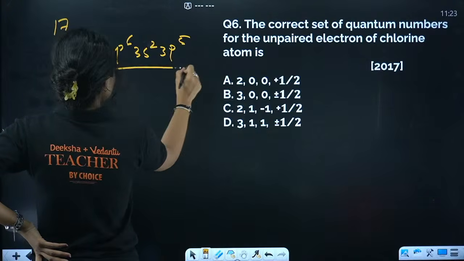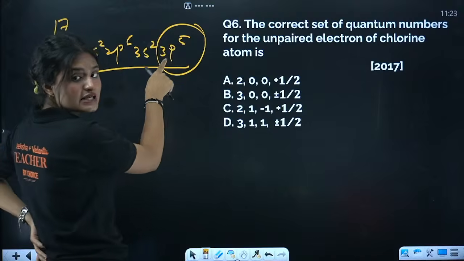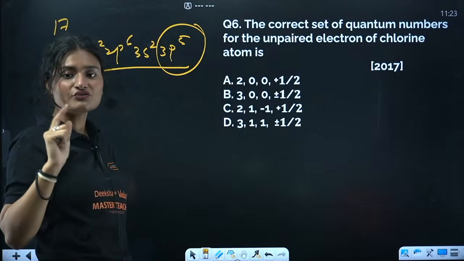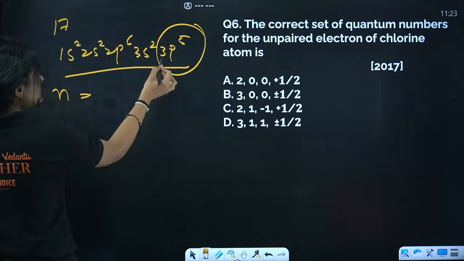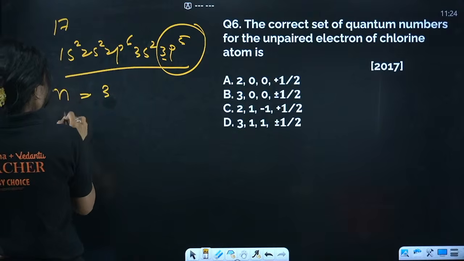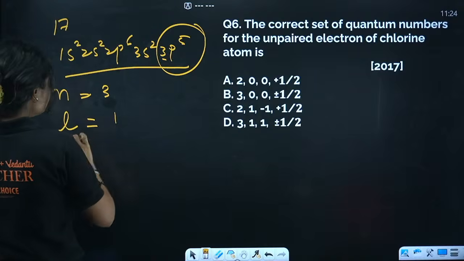Right? This is the electronic configuration. We are asked the quantum numbers associated with this 3p5, this unpaired electron of the chlorine atom. So what is the value of the principal quantum number? 3. What is the value of the azimuthal quantum number? For p it is 1. So, 3, 1.